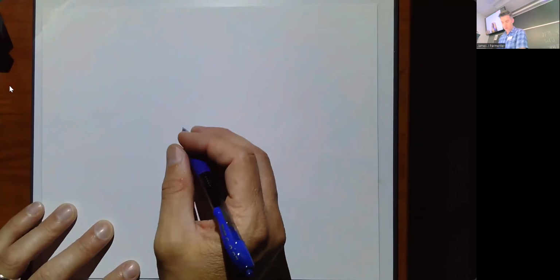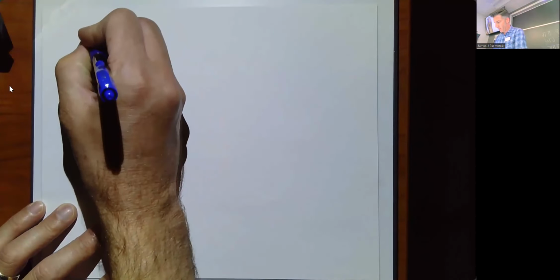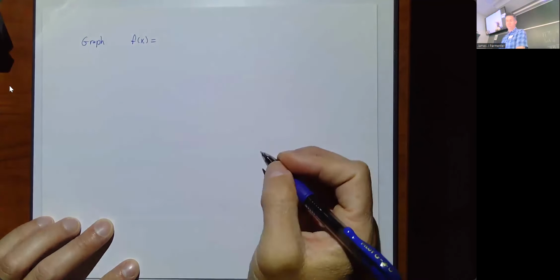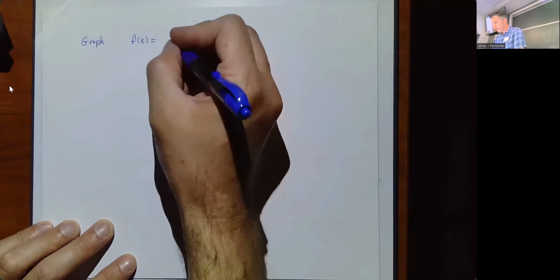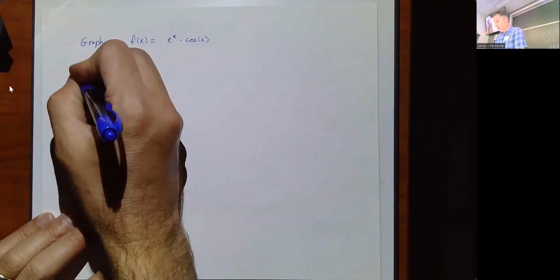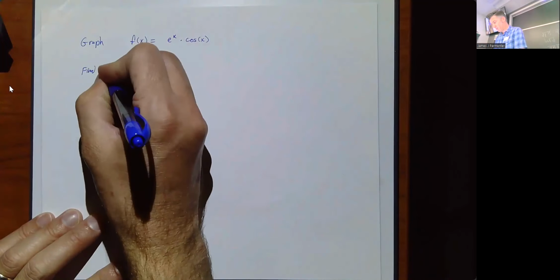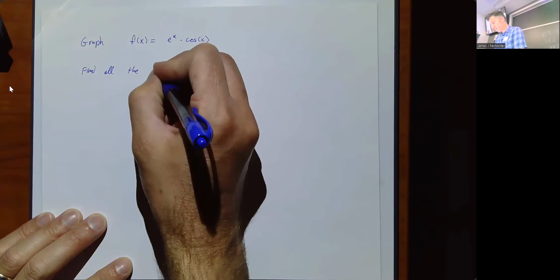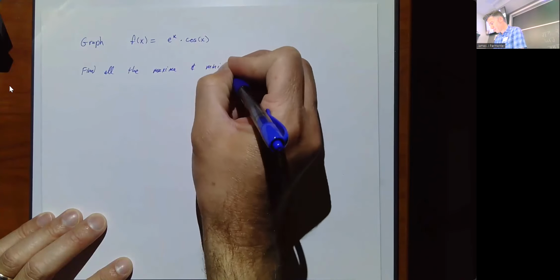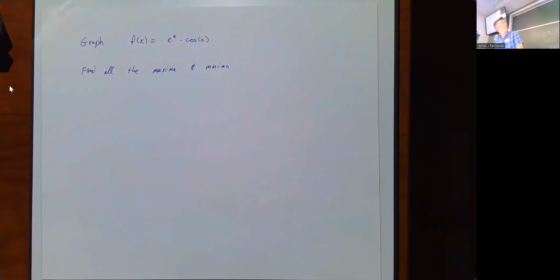Let's say we wanted to graph something like f of x equals, sure, I'll make it e to the x times cosine of x. And we're going to find all the maxima and minima. Something to be aware of here.